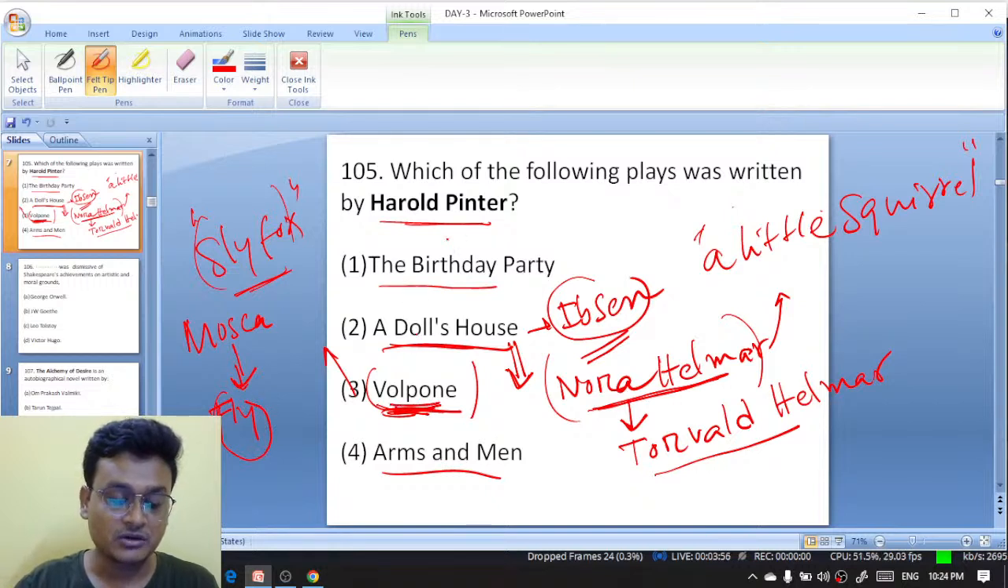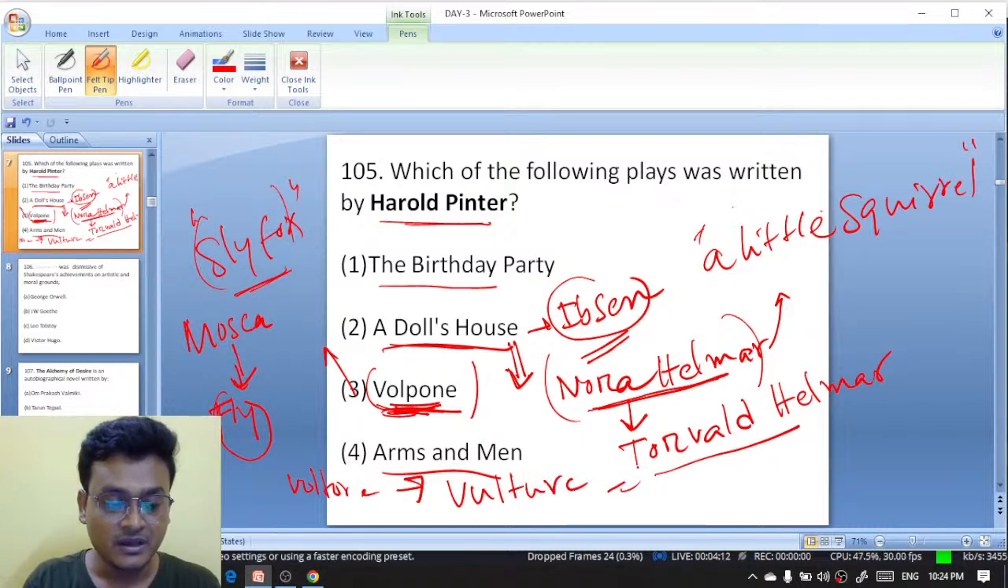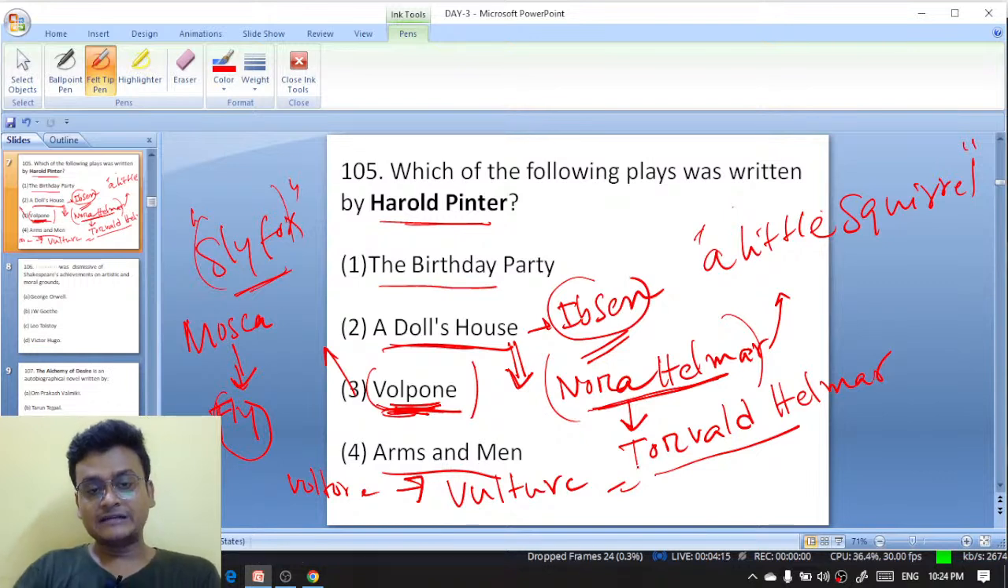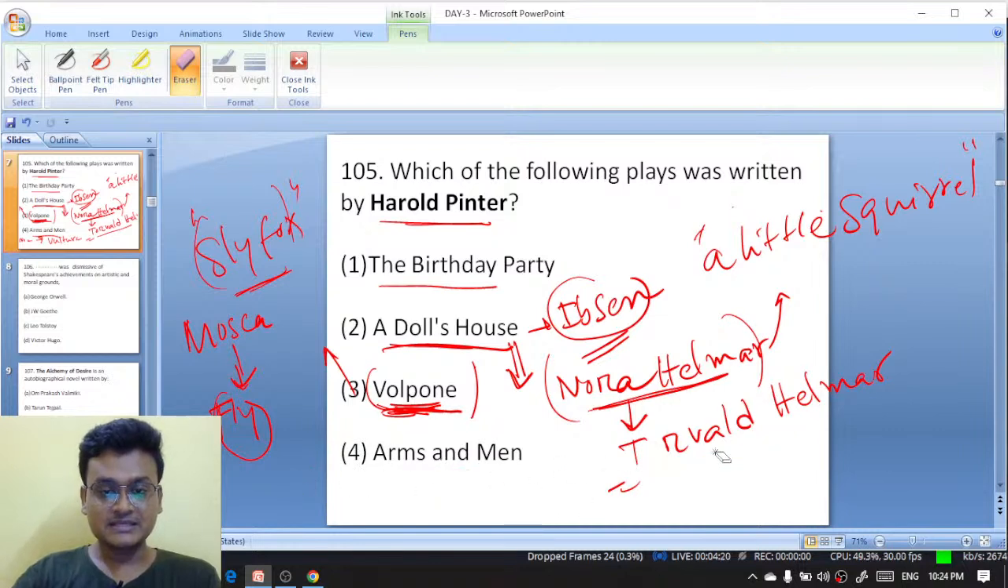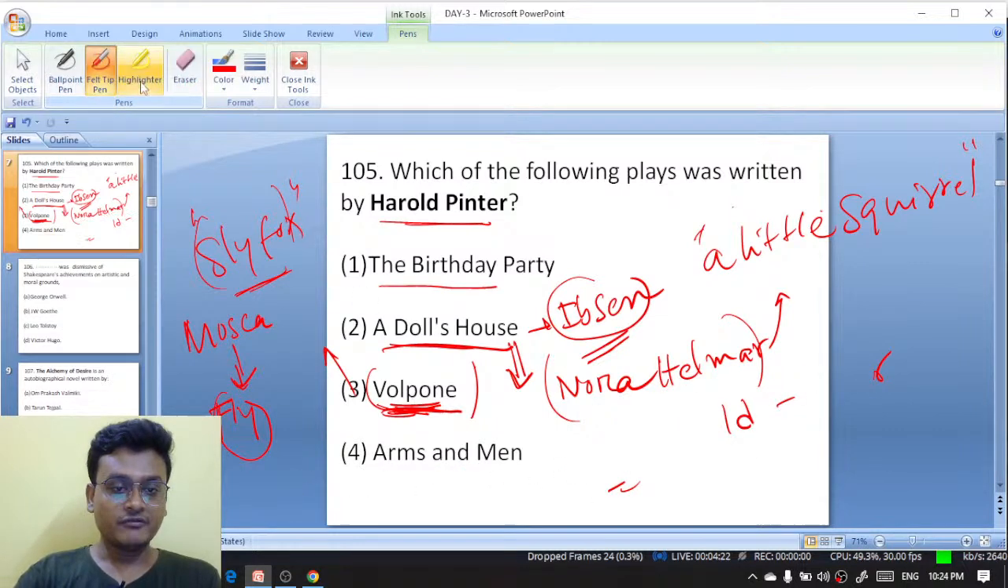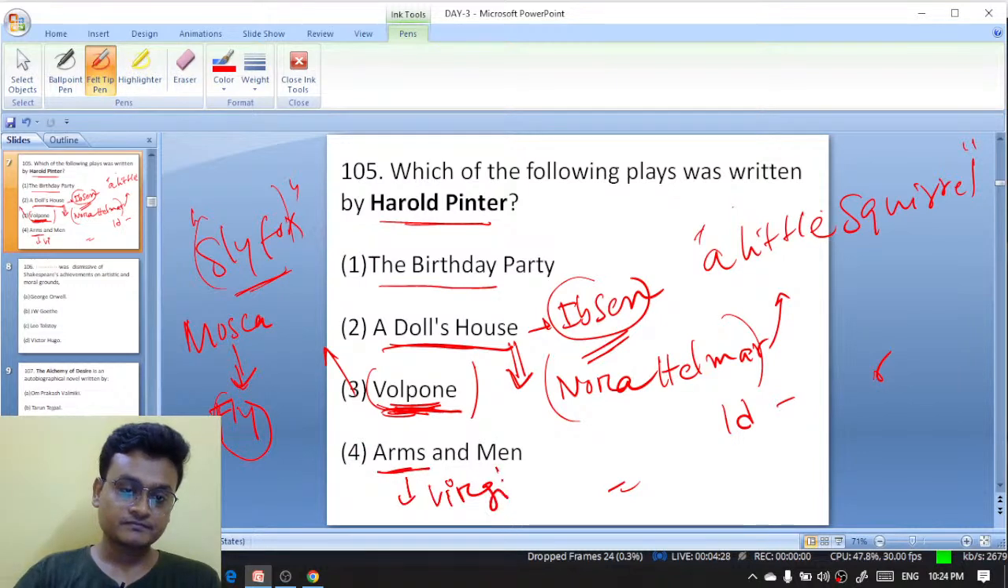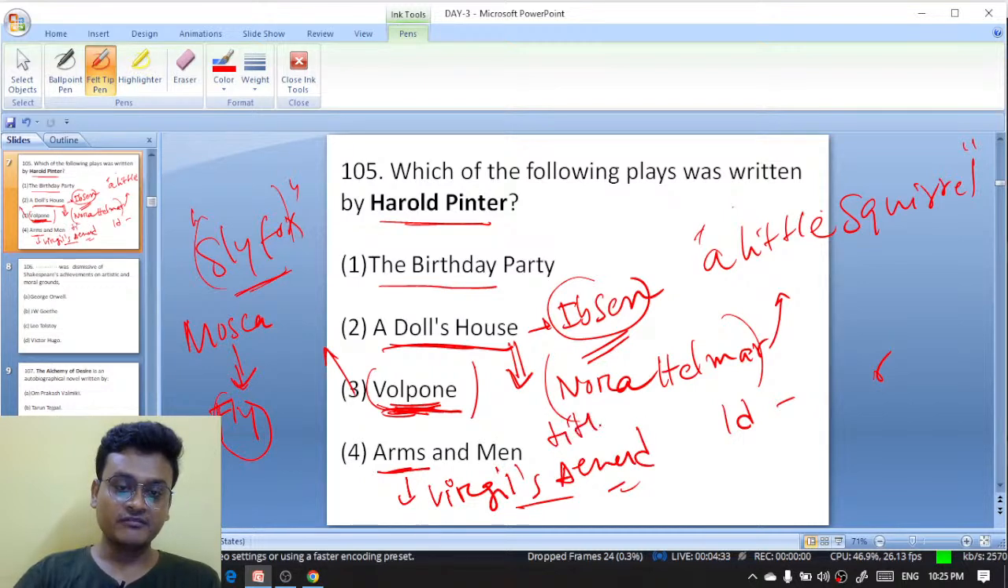Okay, and there is also another character, Voltore. Voltore represents the vulture. V for vulture. And Arms and the Man: the title has been taken from Virgil's Aeneid.